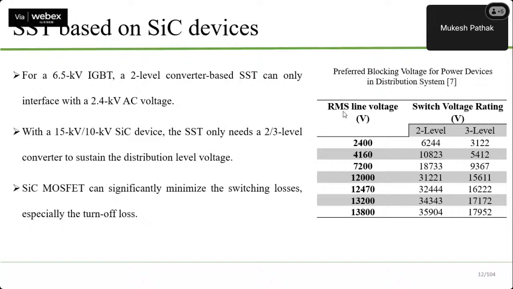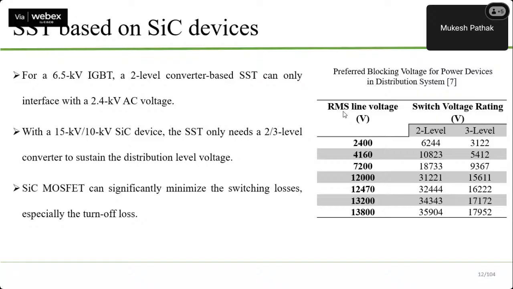For SST based on SiC devices, for example, if you are using a 6.5 kV IGBT, a two-level converter based SST can only interface with 2.4 kV voltage. So the input voltage cannot go beyond 2.4 kV if you are using a 6.5 kV IGBT. Whereas with 15 kV or 10 kV SiC, only a three-level converter is needed to sustain distribution voltage level.